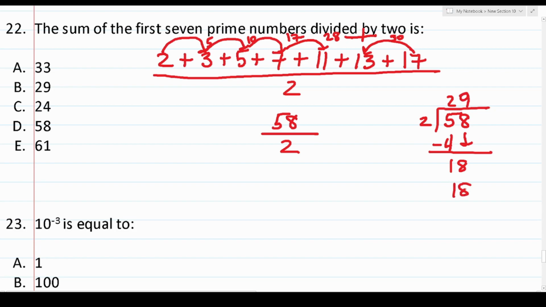2 times 9 is 18. 18 minus 18 is 0. So in other words, 2 goes into 58 29 times evenly. Therefore, we know the sum of the first 7 prime numbers divided by 2 is in fact 29.